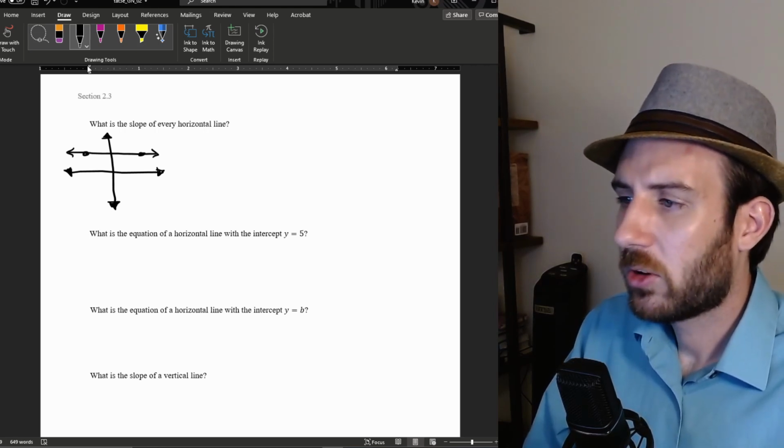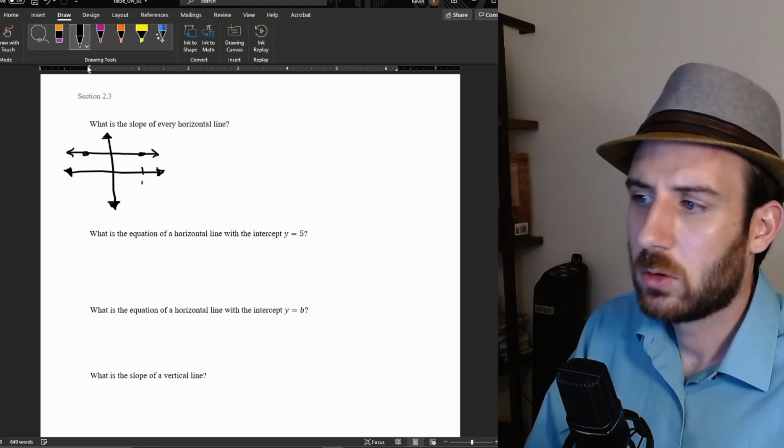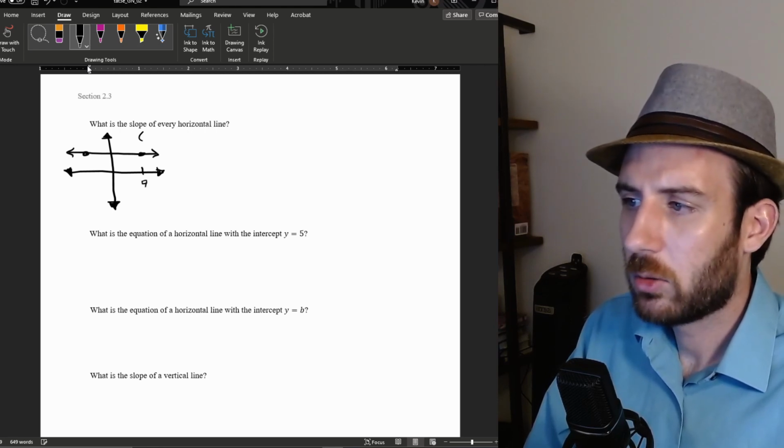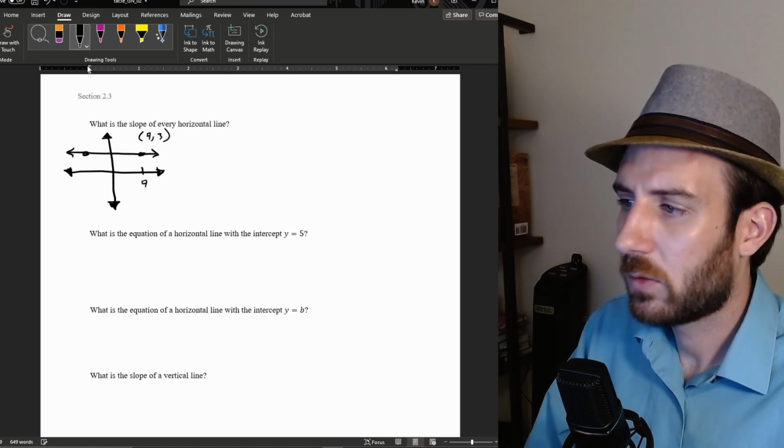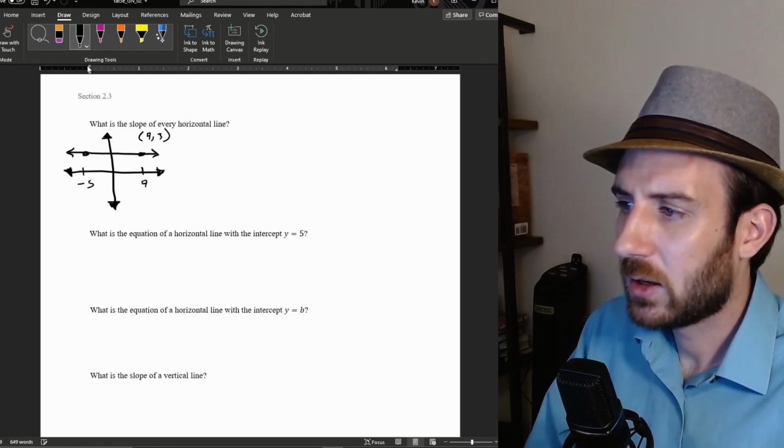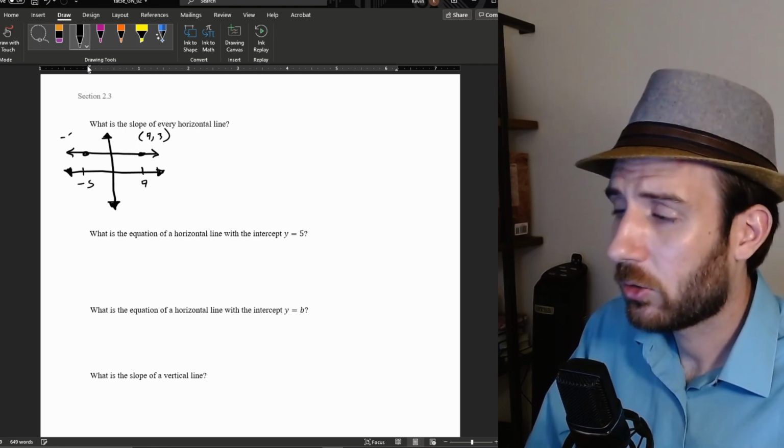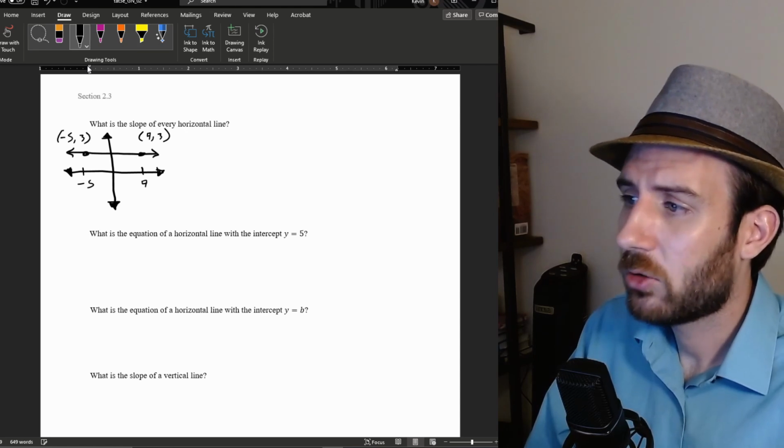In this example of a horizontal line, maybe I'll say that it came over 4 and was up 3. So that would be 4 comma 3, and then this one over here would need to be -5, and it would need to be the same height because it's horizontal. So -5 comma 3. What would be the slope here?